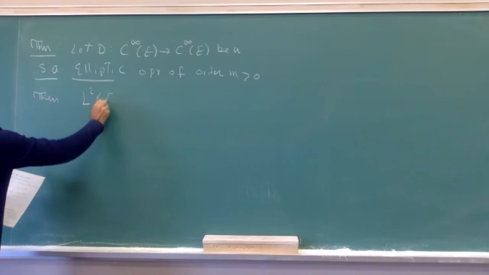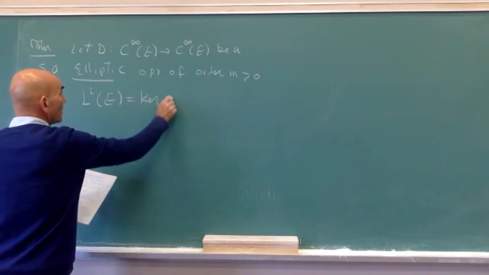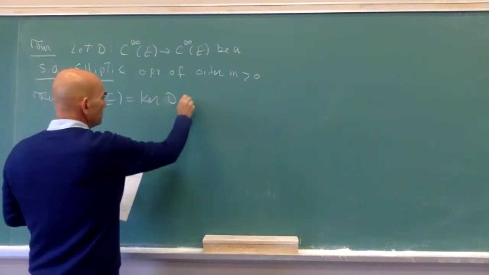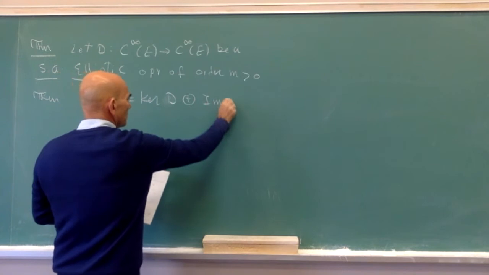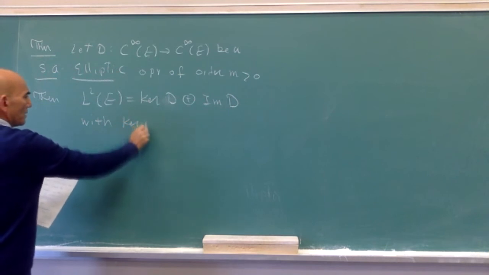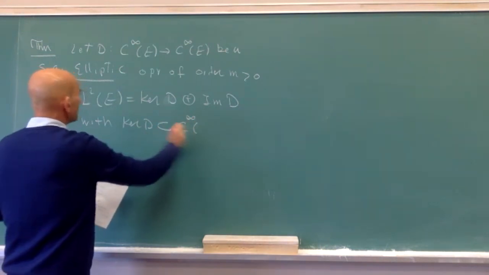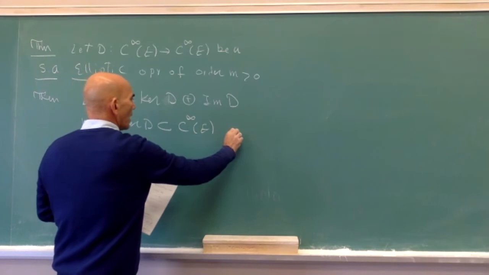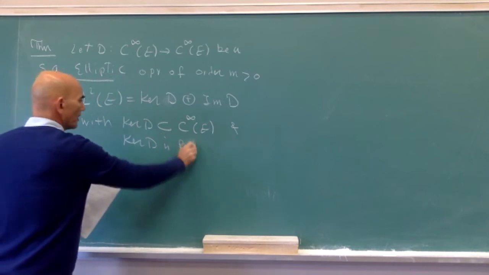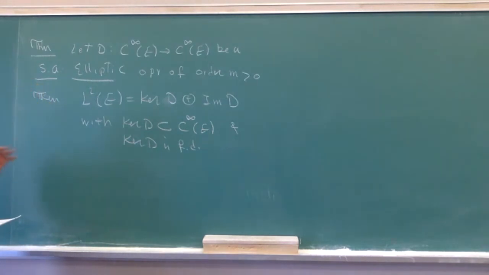The space L2 of E has an orthogonal decomposition, which is kernel of D direct sum image of D, with kernel of D actually consisting purely of smooth functions. And kernel of D is finite dimensional.